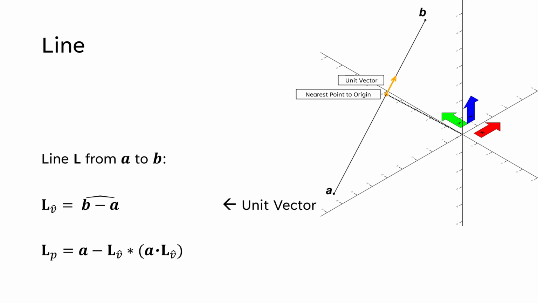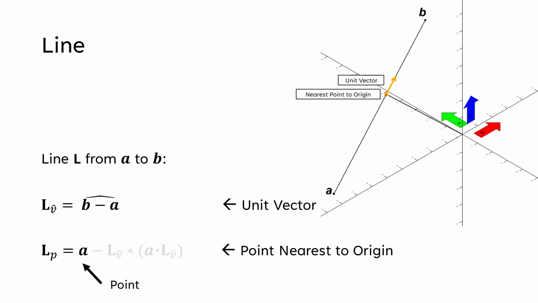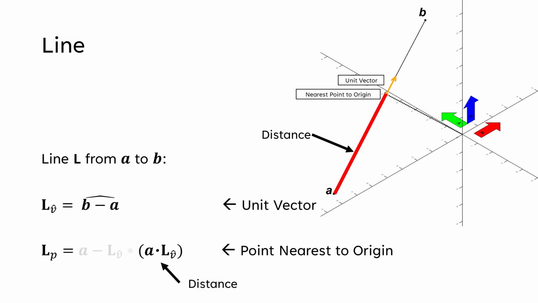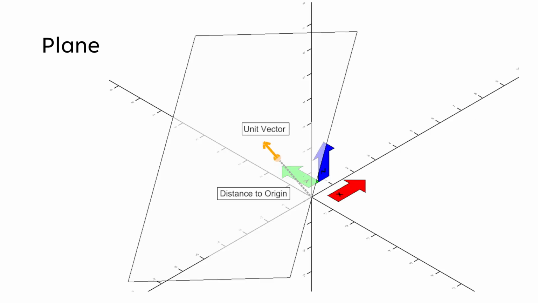Then we calculate the nearest point to the origin. What this function says is the point minus the direction scaled by some distance, and that distance is the distance you need to get as near to the origin as possible. We will also use a specific form to describe a plane. What we need is the distance the plane is from the origin and the vector that is perpendicular to the plane. A perpendicular vector in 3D is called a normal vector.